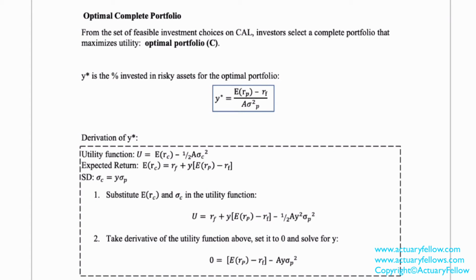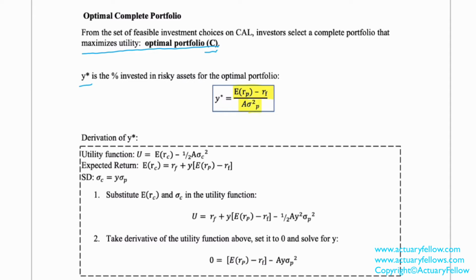Finally, let's bring together the utility curve from the first lesson and CAL from the second lesson, and find the optimal mix between risky portfolio and risk-free asset. In the optimal complete portfolio, utility is being optimized. The optimal portfolio is denoted by C. Y star is the percentage invested in risky asset for the optimal portfolio. It equals risk premium divided by risk aversion times the variance of risky portfolio.